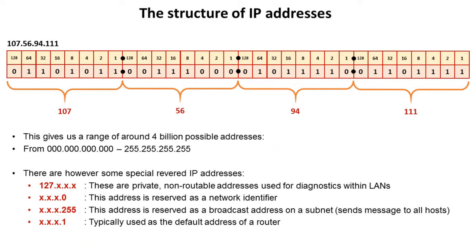Now let's dig behind the scenes in a bit more detail. Because we obviously have 32 bits, 32 ones and zeros, this gives us a range of around 4 billion possible IP addresses, from all the zeros and then all the combinations up to all the ones. Now it's slightly less than 4 billion because there are some special reserved IP addresses which we can't use, and you can see those down here.